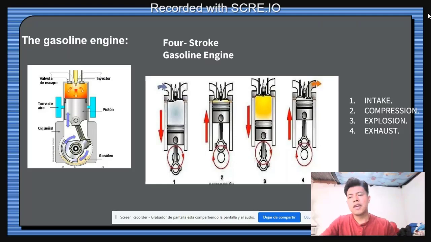which produces the driving force. Exhaust: with the exhaust valve open, there is one last stroke of the piston, which drives the burning gases out. Then the cycle starts again.